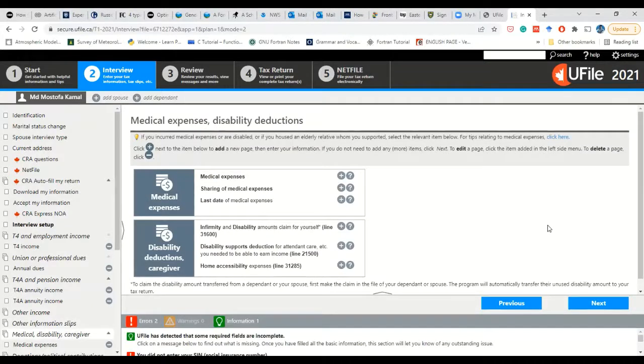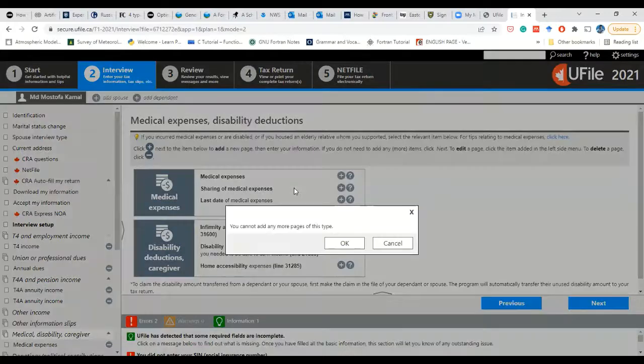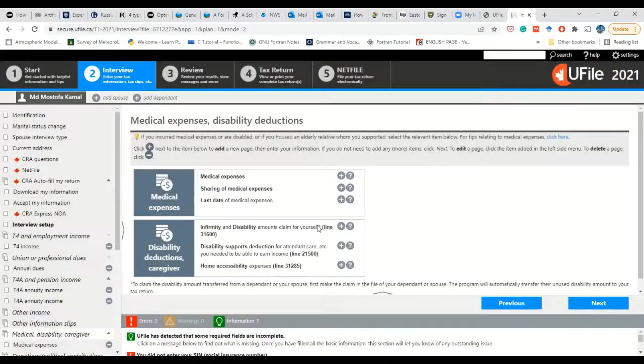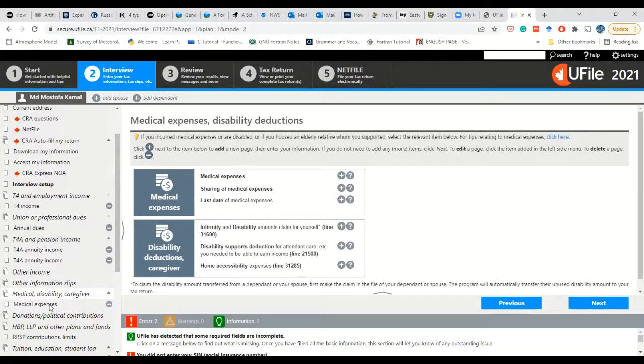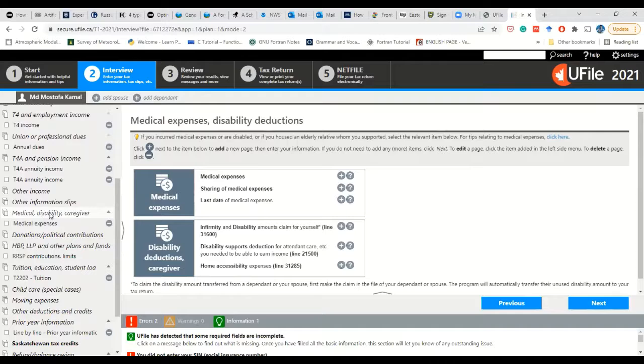Now I think every student has this section. We will need to fill information from this section. This is medical expense, disability deduction. Let's say this is medical expense. So I am creating a form where I can claim medical expense. Again, it is always the same positive plus sign. More pages. I think I already have this one because I created this. So let's say here medical expenses.